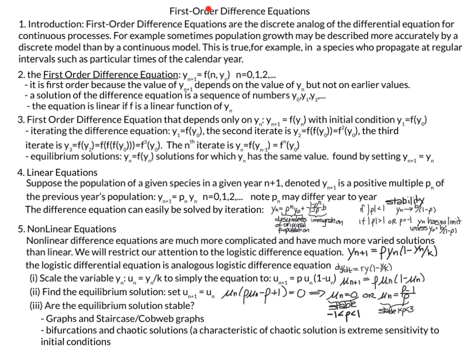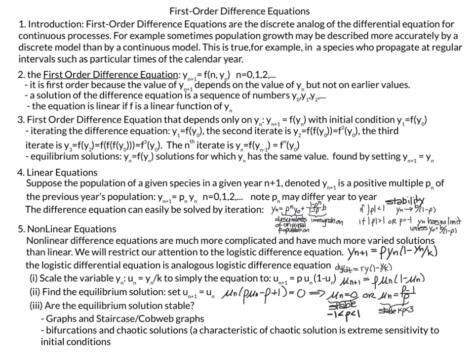Whereas difference equations are for discrete processes. That would be something like in the bank example where you're compounding interest, but maybe you only compound it at discrete intervals, like yearly, or maybe monthly. And for population, maybe these are species that propagate at regular intervals, such as a particular time in the calendar year, like spring, for example.